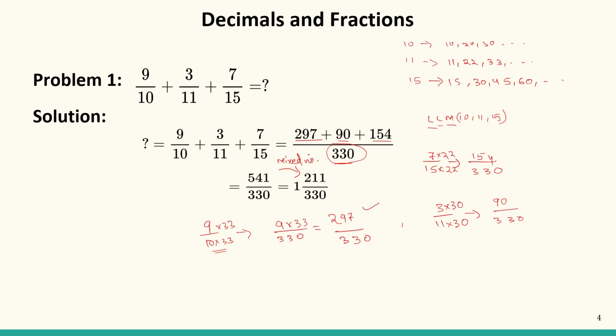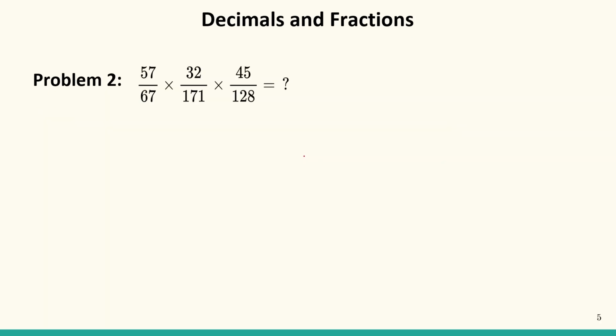Let's jump into the second question. The second question asks us to multiply three fractions. How will we multiply three fractions? The only method is to multiply them straightforwardly, that is, multiply the denominators with each other, 67 into 171 into 128. Then you multiply the numerators with each other, that is 57 into 32 into 45.